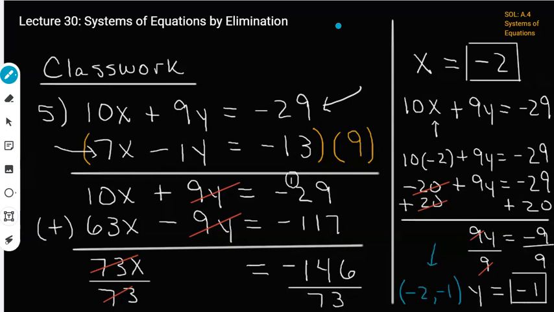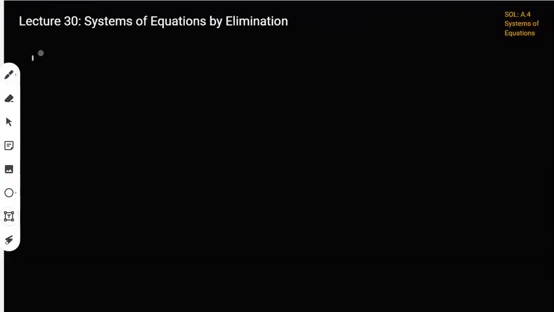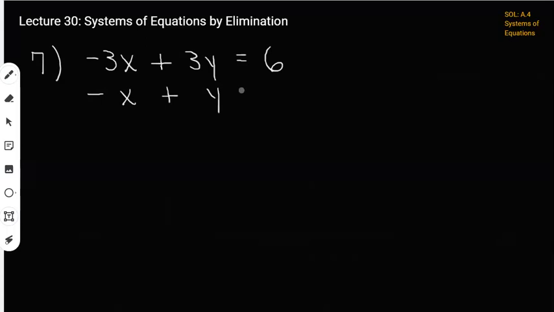Okay, let's try number 7 from the classwork. Number 7 says -3x plus 3y equals 6. That's going to be my top equation. And then my bottom equation is going to be -x plus y equals 2.